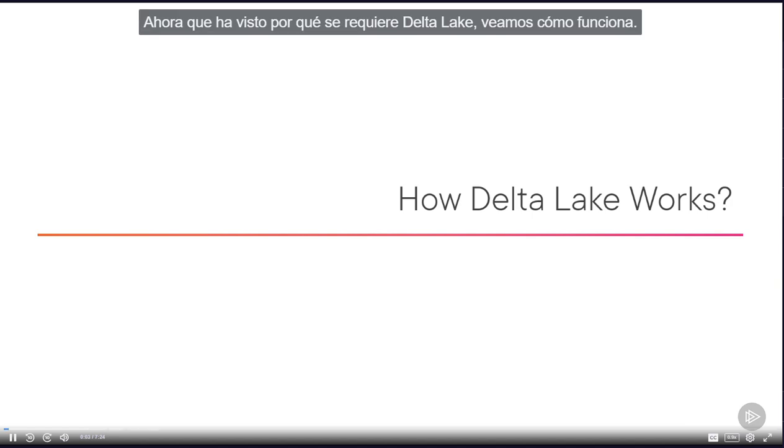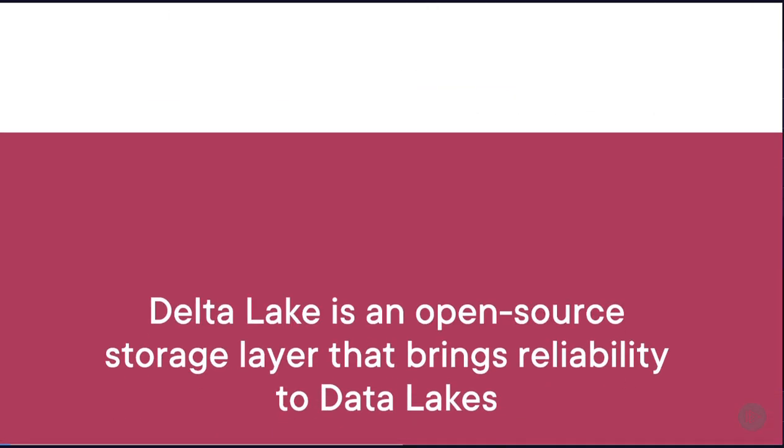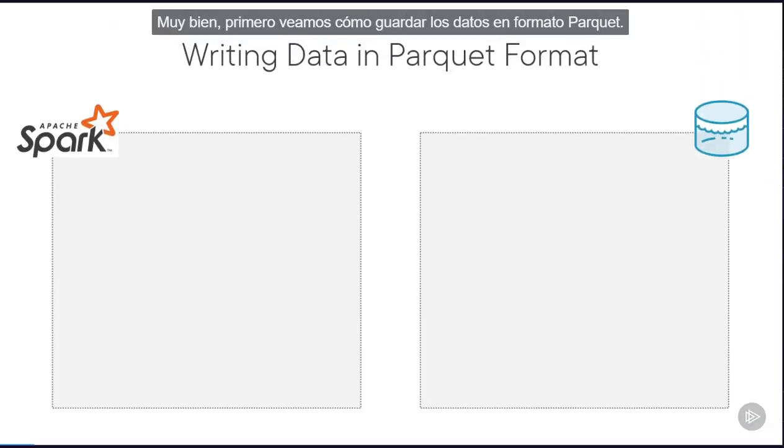Now that you have seen why Delta Lake is required, let's see how it works. Delta Lake is an open source storage layer that brings reliability to data lakes. Think of this like a small utility that you need to install on your Spark cluster. Alright, so first let's see how to save the data in Parquet format. If you are not aware of Parquet, basically it's a columnar format for files.